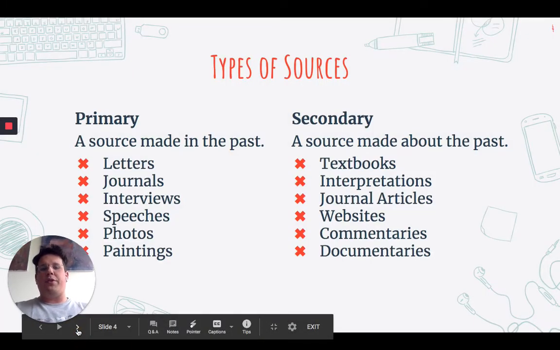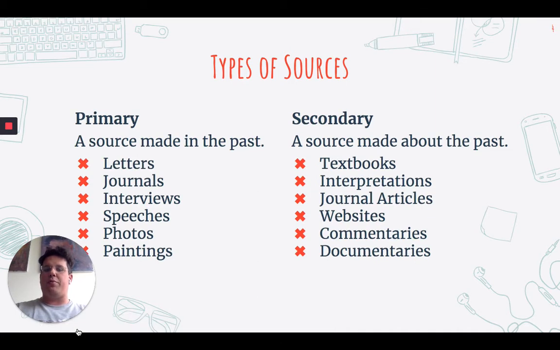We usually deal with two main types of sources: primary sources, which are sources made in the past. These include letters, journals, interviews, speeches, and artwork overall. And we also have secondary sources. Secondary sources are sources made about the past. This is basically taking primary sources and analyzing those sources, talking about the past as if it already happened. Analyzing the perspectives of the past would also count as a secondary source. This includes textbooks, journal articles, websites, commentaries, and documentaries.